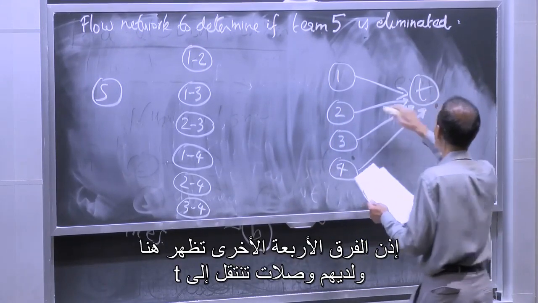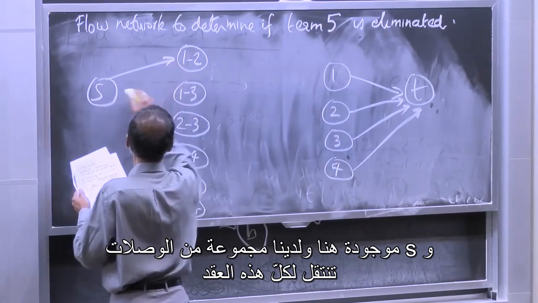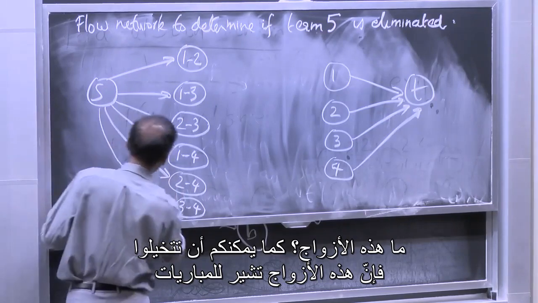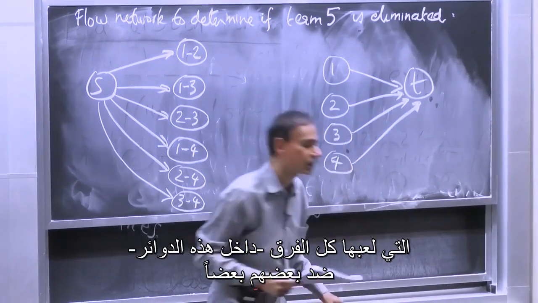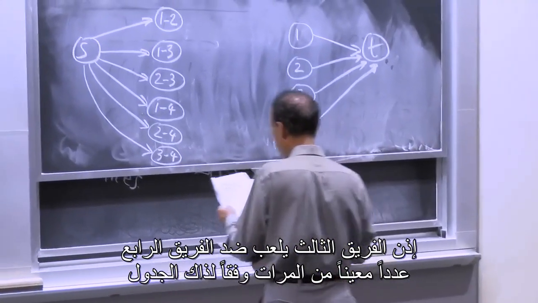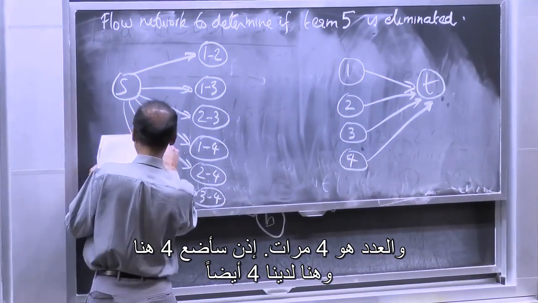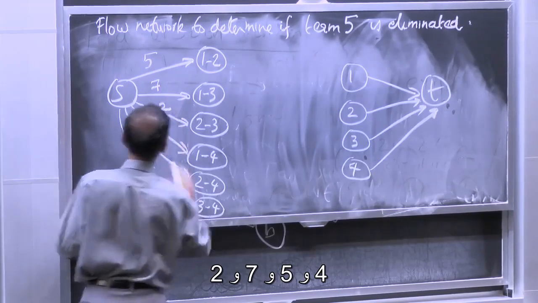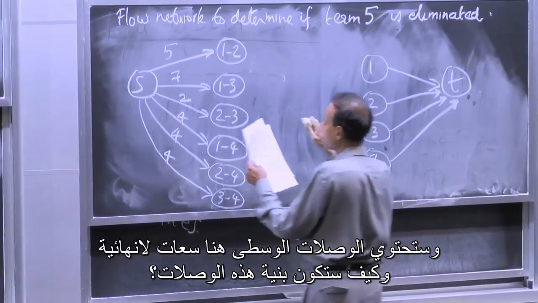So the other 4 teams show up here. They have edges going to T. S is over here, and it's got a bunch of edges going to all of these nodes. What are these pairs? As you can imagine, these pairs correspond to the games that each of these teams inside the circle play against each other. So 3 plays 4 a certain number of times. According to that table, it's 4 times. So I'm going to put a 4 in here. This is 4 as well. 4, 5, 7, 2. And the edges in between here are going to have capacities of infinity.